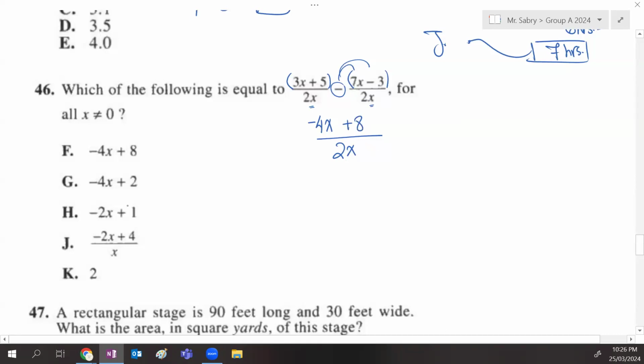When we look at the choices, this choice is not there, but I can divide everything that I see now by 2, which will then get me the simplified version of negative 2x plus 4 divided by x, which is J.